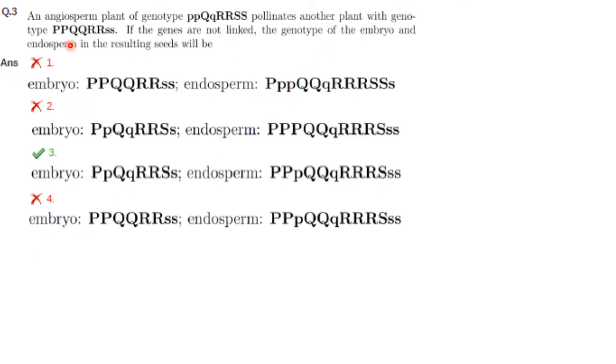Another plant with this genotype. So the another plant is the female parent. If the genes are not linked, the genotype of the embryo and endosperm in the resulting seeds will be... So I have shown it.